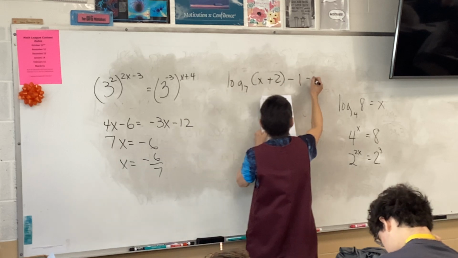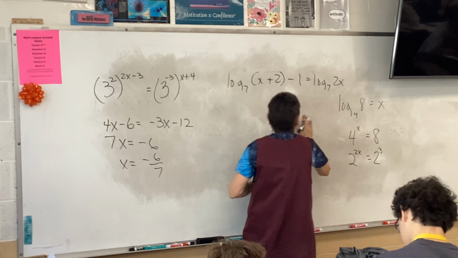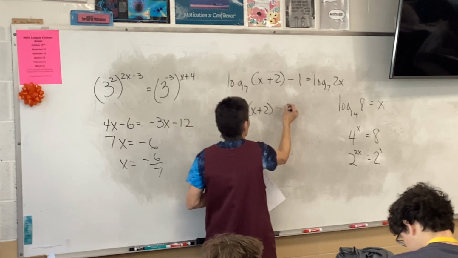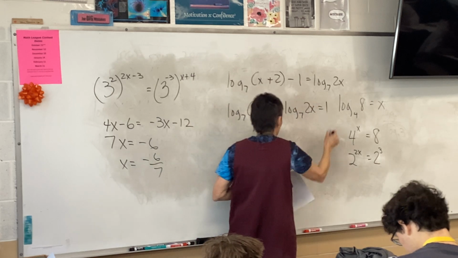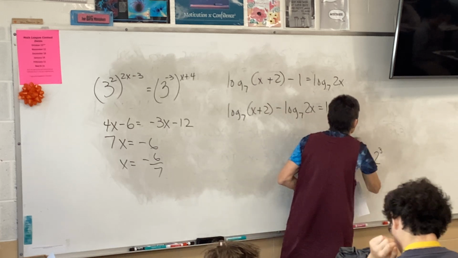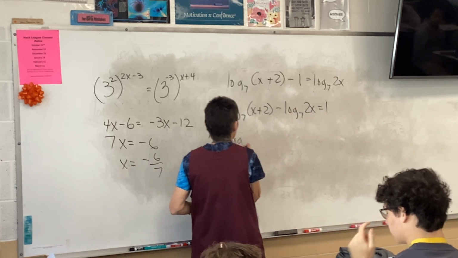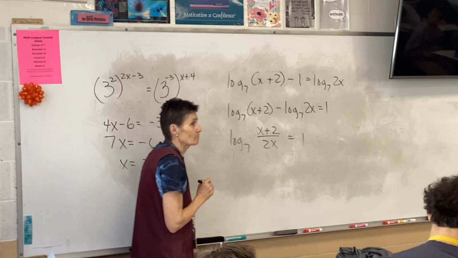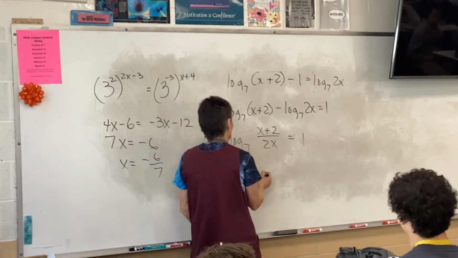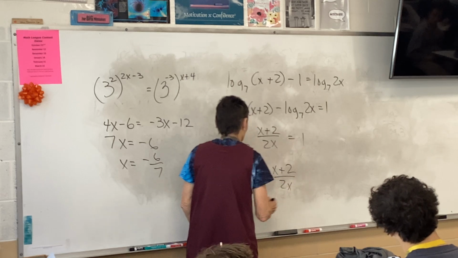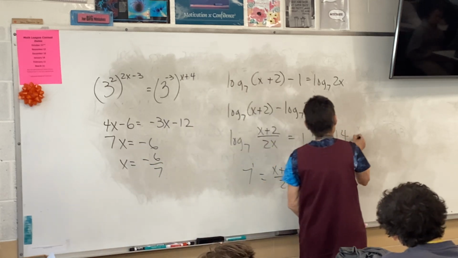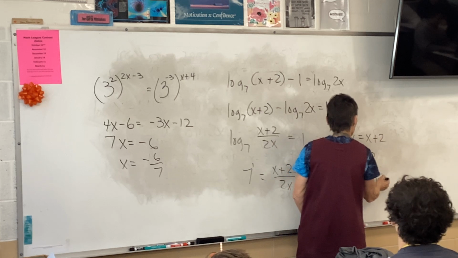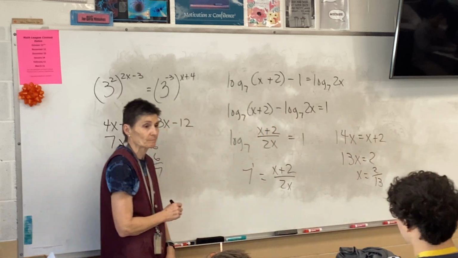Thoughts on this one? Put the logs on the same side and equal to 1. So log base 7 of x plus 2 minus log base 7 of 2x equals 1, like that. Then we can combine these into a division. Then you do. So 14x equals x plus 2. Boy, I feel like I probably made a mistake somewhere. I got 2/13. That's all I got.